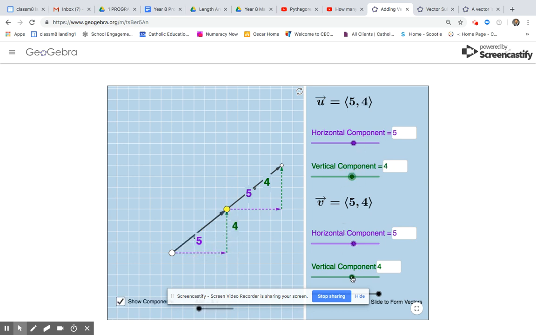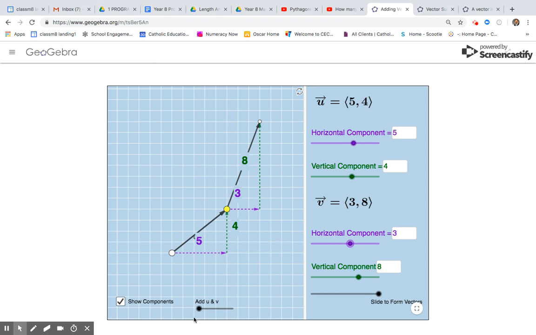If we were to add these two vectors, it doesn't matter what these two vectors are. So now this is basically what Alan was calling, or what most people call, the tip to tail or the head to tail method. Here's vector 1, here's vector 2. If we were to add these vectors, the resultant vector is that vector there. That's u plus v.